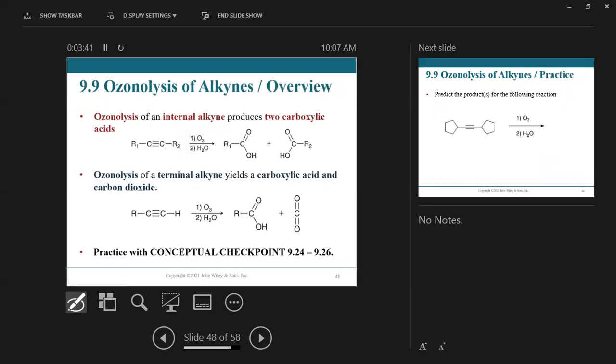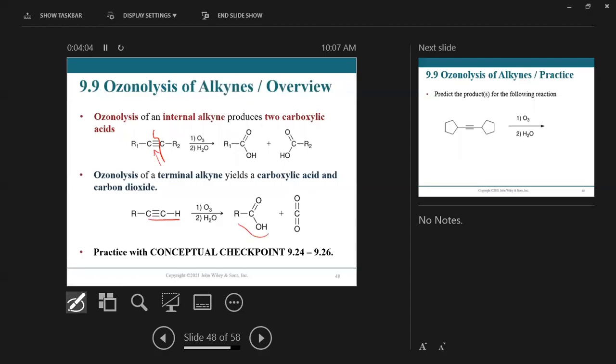Ozonolysis of an internal alkyne produces 2 carboxylic acids. We see this right here. I'm just going to split it right down there, is what happens. It says ozonolysis of a terminal alkyne. So this is terminal right here. This would be an internal up here.